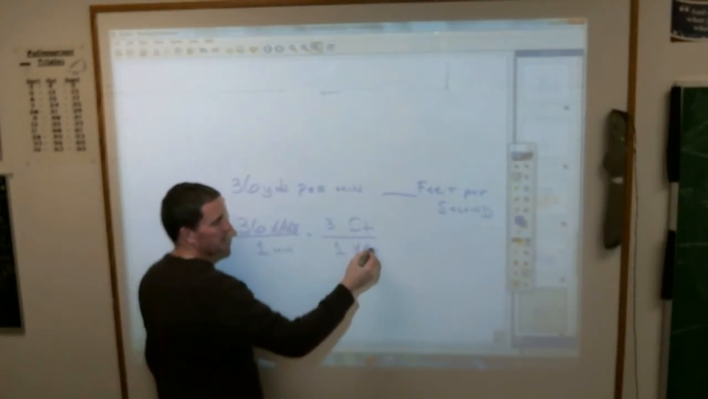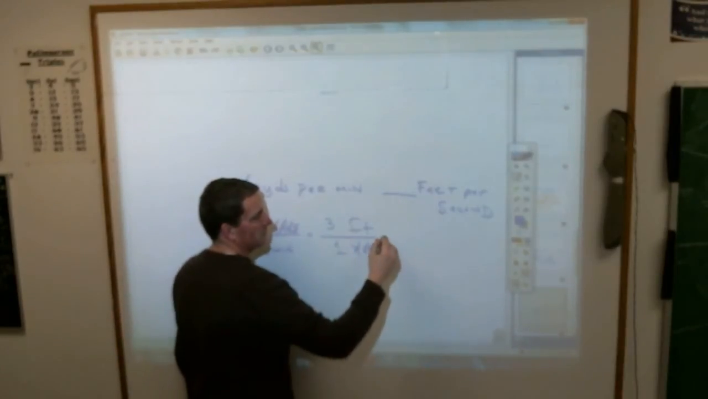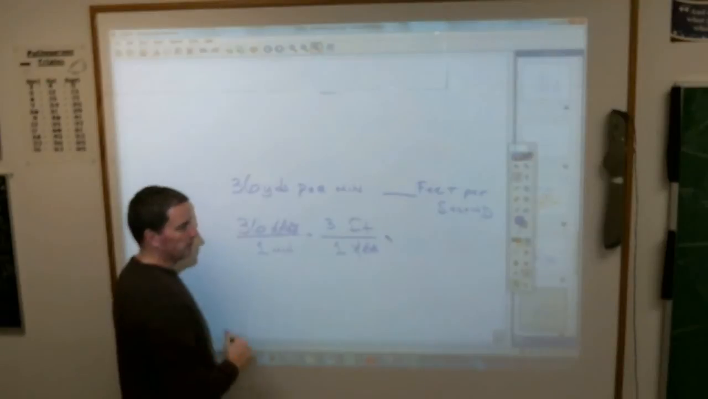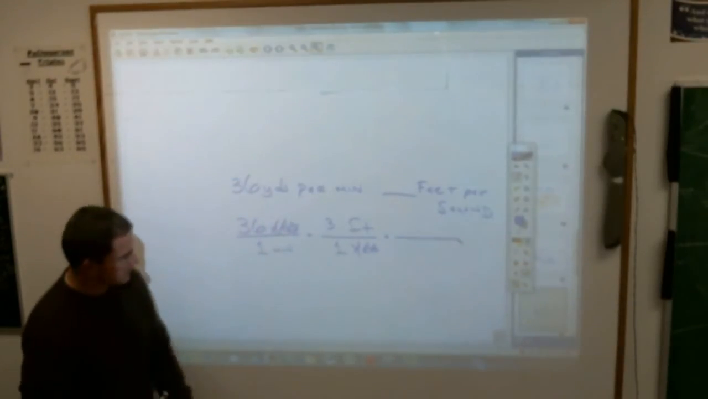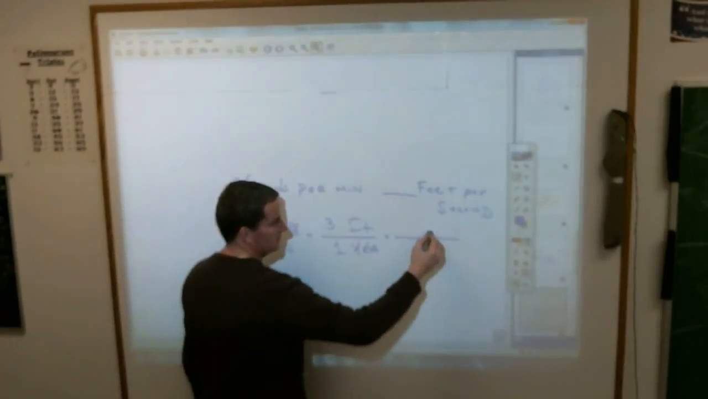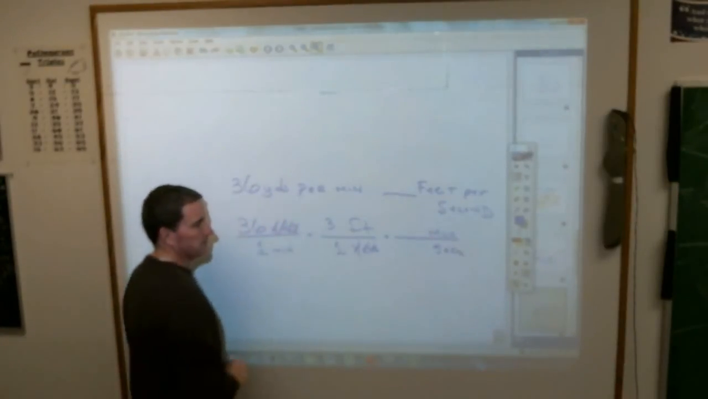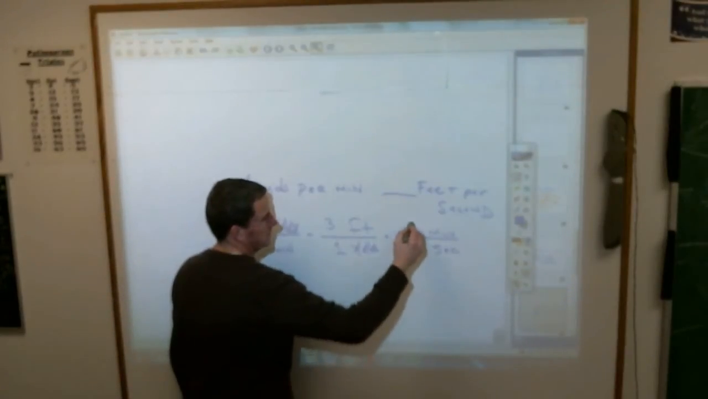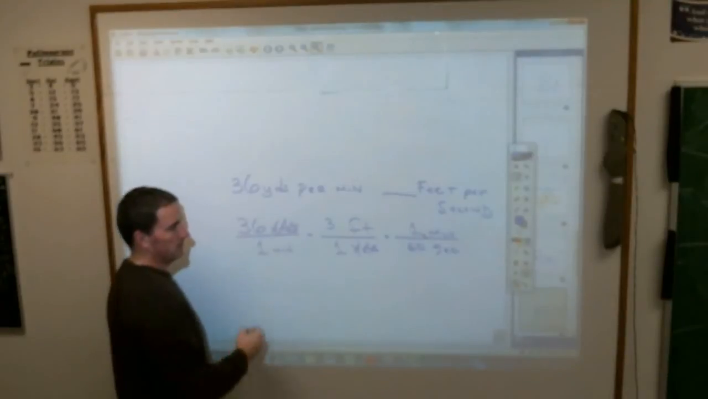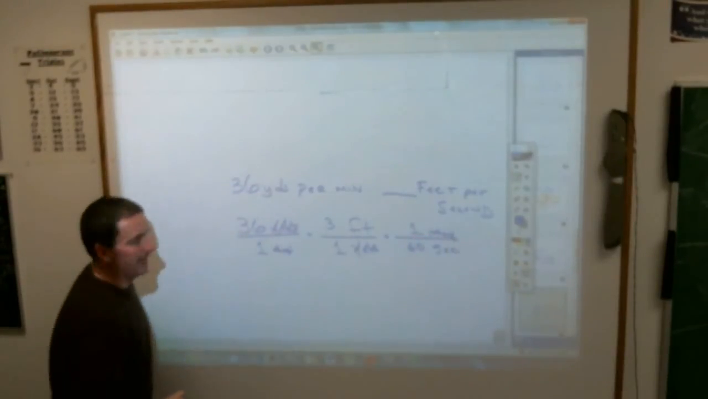I'm not done yet because I still need to change minutes into seconds. So I'm going to do a second unit multiplier. Where is minutes going to go on that one? Top, because it's on the bottom here. What goes on the bottom? I want to change it into seconds, so I have to do my 60 seconds in a minute. So my minutes now have crossed off, and I just need to do the math.